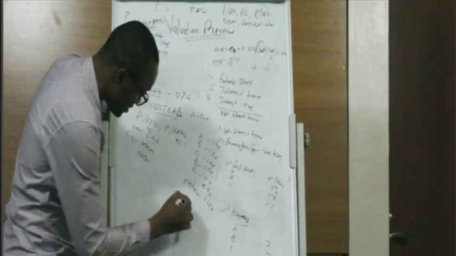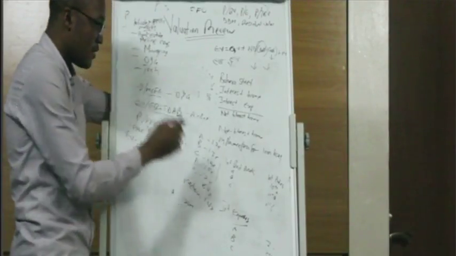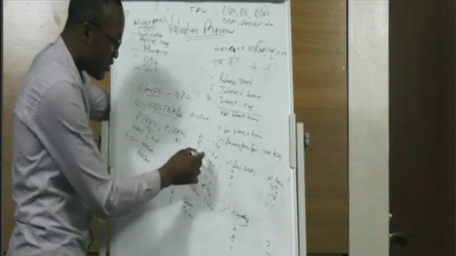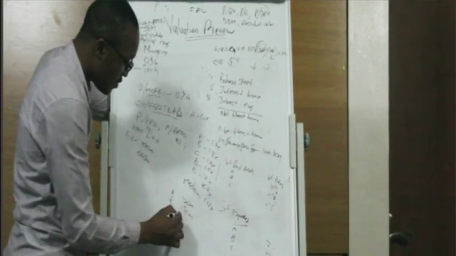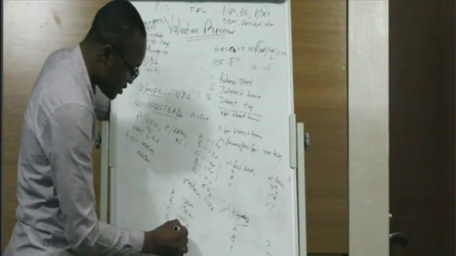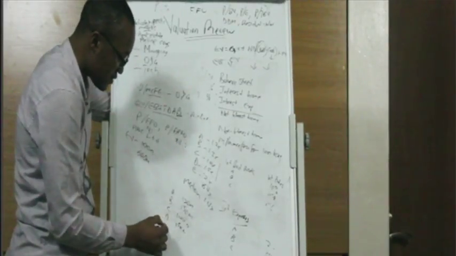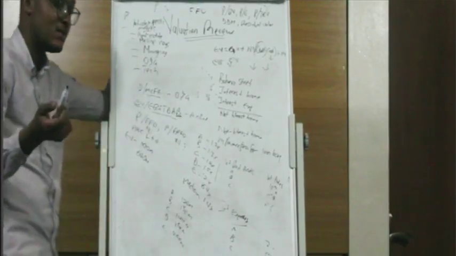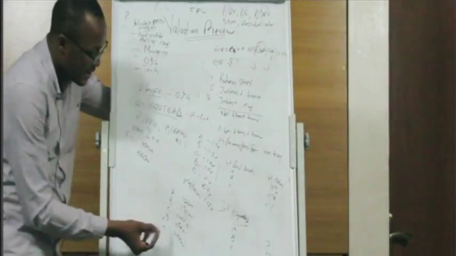This is company A. Company B will give you what? 130 million. Company C will give you what? 140 million. Company D will give you what? 150 million. And company E will give you what? 200 million.